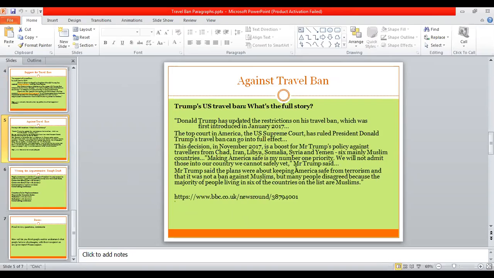Okay, so this is against the travel ban, Trump's U.S. travel ban. What's the full story? That's the title. Donald Trump has updated the restrictions on his travel ban, which was first introduced in January 2017. The top court in America, the U.S. Supreme Court, has ruled President Donald Trump's travel ban can go into full effect. This decision in November 2017 is a boost for Mr. Trump's policy against travelers from Chad, Iran, Libya, Somalia, Syria, and Yemen, 6 mainly Muslim countries.